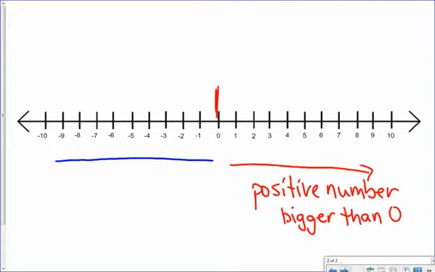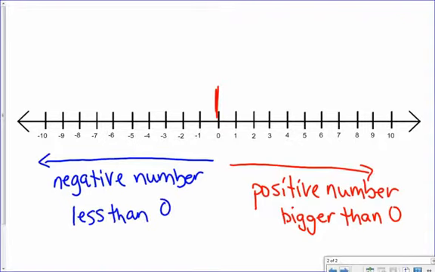Okay, and this way, we've got negative numbers. And negative numbers are less than 0. Okay, so positive numbers are bigger than 0, negative numbers are less than 0.